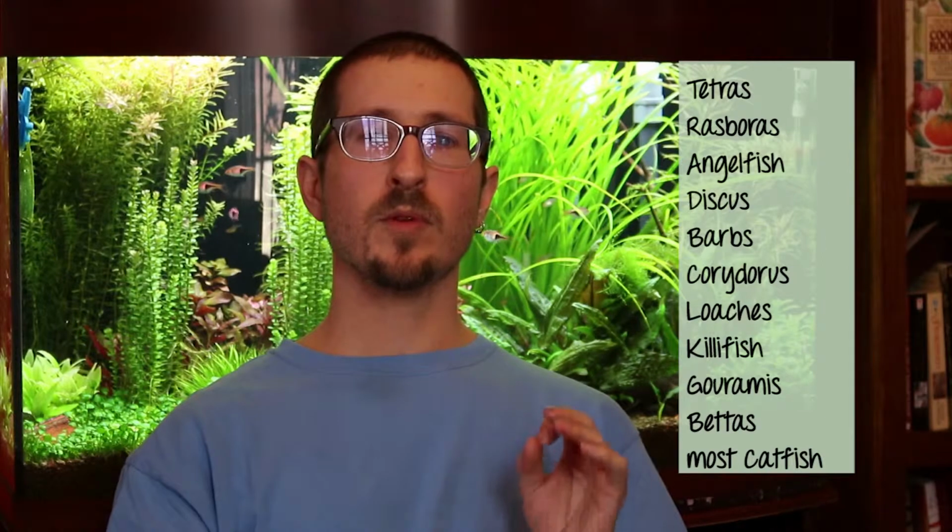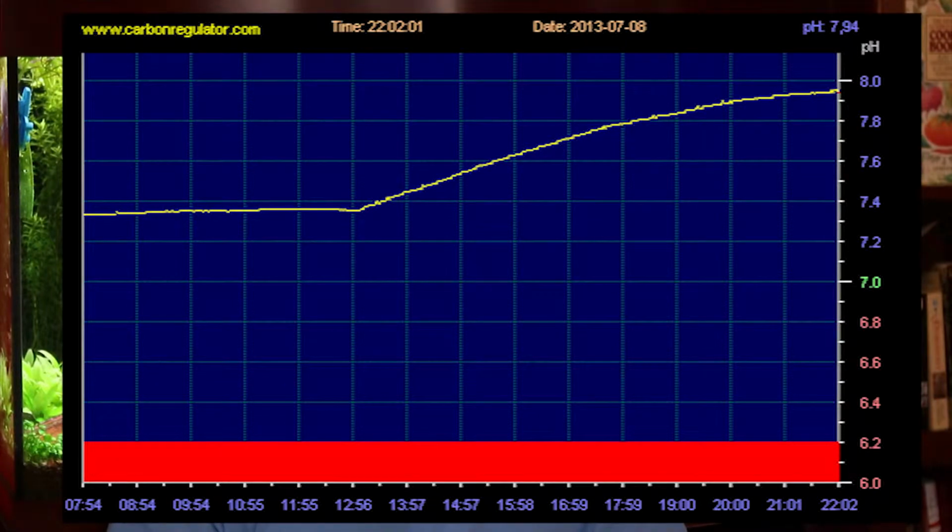Now, a lot of people tell you that pH will swing when using CO2 with a solenoid. That means your CO2 is on during the day and off at night. But here's something that people don't tell you. pH will swing if you don't add CO2 to your tank. I'm going to put up a log right now. This was of a 180-liter aquarium where the pH goes from 7.35 to almost 8 during the daytime.